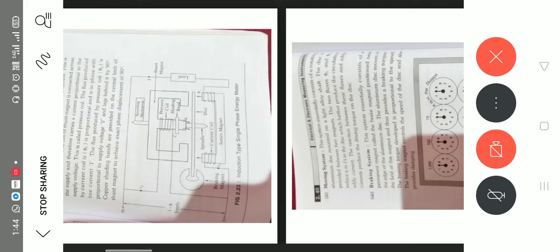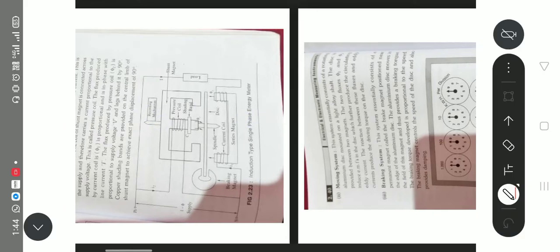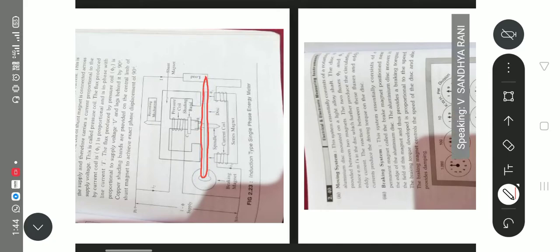This is the construction. Between these two magnets, the shunt magnet and the series magnet, we connect one aluminum disc. This is the aluminum disc. And one more thing, here we also connect one spindle.